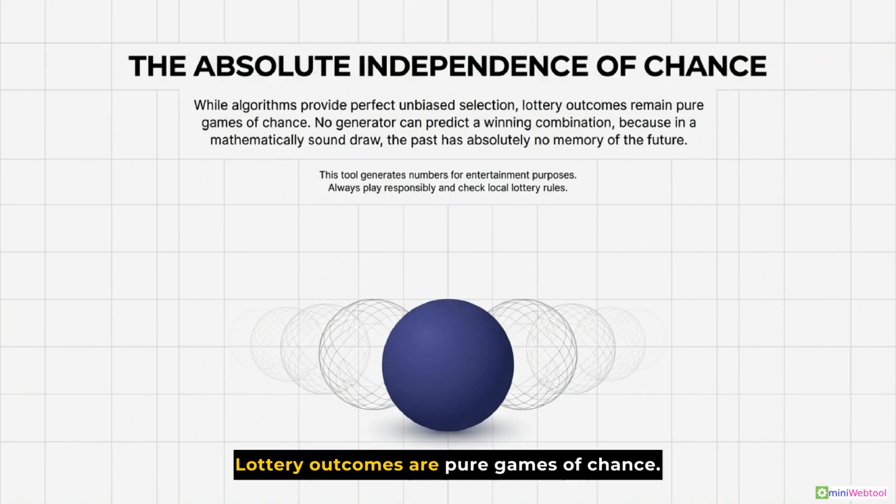Lottery outcomes are pure games of chance. While algorithms provide unbiased selection, no generator can predict a winning combination. Please play responsibly, check local lottery rules, and remember this tool generates numbers for entertainment purposes.